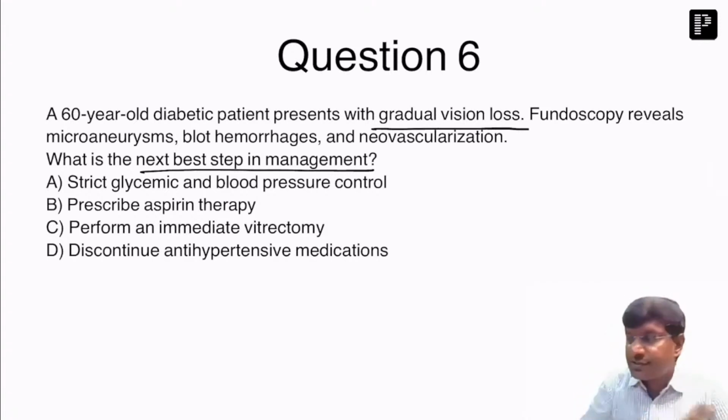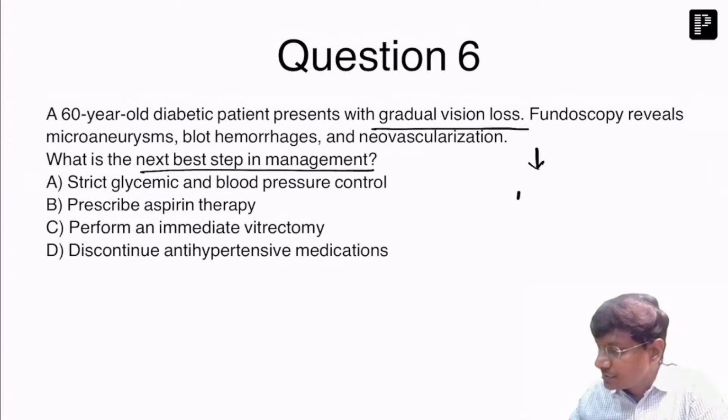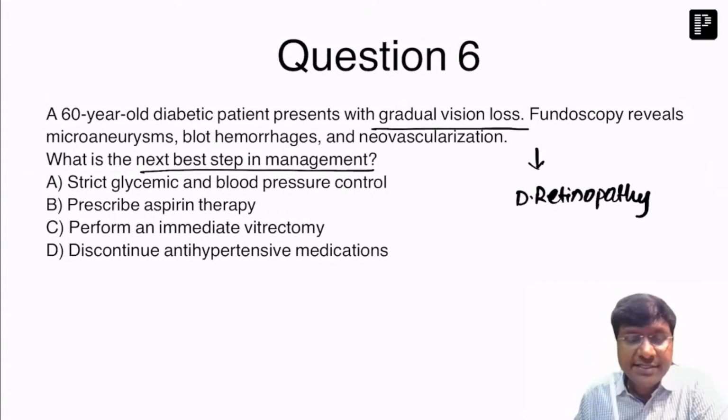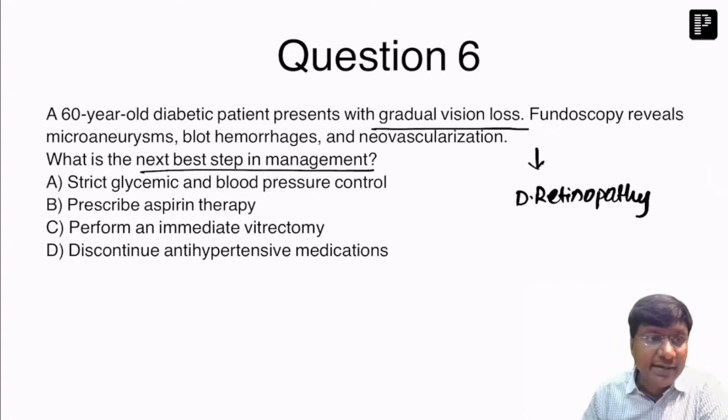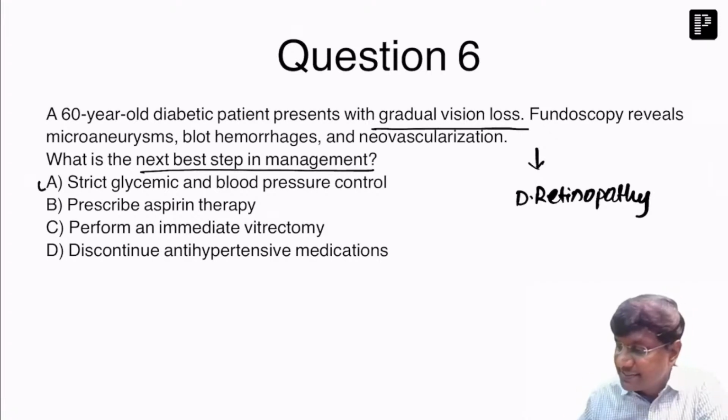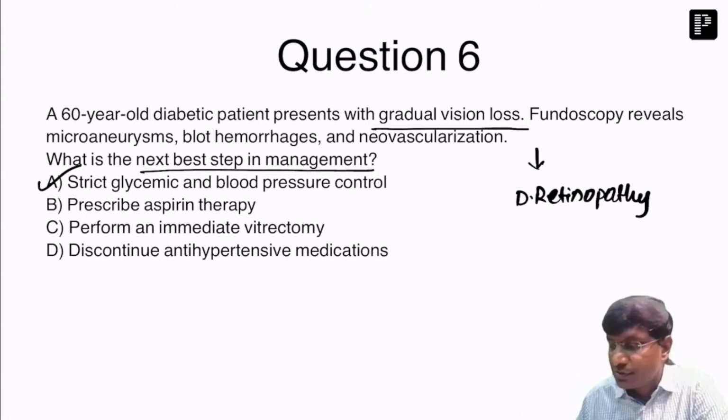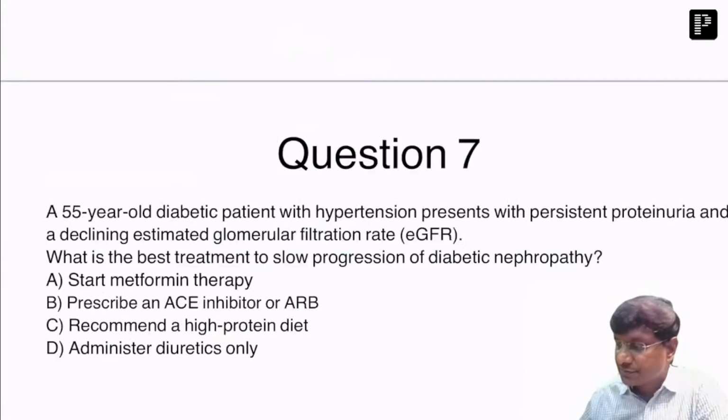So basically, what is the diagnosis here? The diagnosis is diabetic retinopathy. And in case of diabetic retinopathy, only when there is development of the visual loss, for example, retinal detachment in proliferative diabetic retinopathy causing visual loss, you need to give the intravitreal bevacizumab, right? But when the visual loss is not there, it is just strict glycemic control and as well as blood pressure control is very important here. Okay, so the answer is A. Next question.